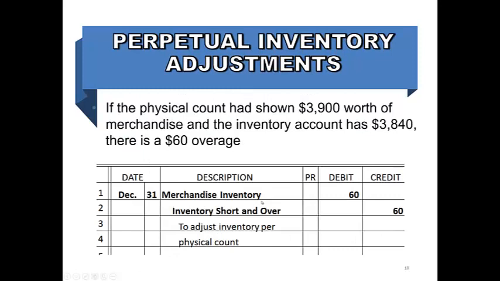In the next example, it says we have a physical count that shows $3,900 and merchandise inventory has, on our books, $38.40. In this case, we're going to have to increase our merchandise inventory account by $60. So to increase an asset, you debit it. So debit merchandise inventory for $60 and then credit inventory short and over for $60.